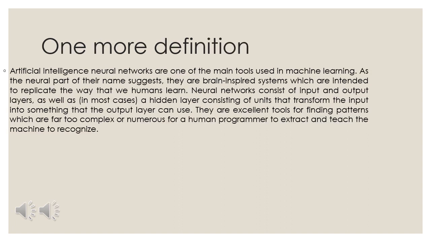Now we have one more definition of ANN, in terms of artificial intelligence. Neural networks are one of the main tools used in machine learning. As the neural part of their name suggests, they are brain-inspired systems which are intended to replicate the way that we humans learn. Neural networks consist of input and output layers, as well as in most cases a hidden layer consisting of units that transform the input into something that the output layer can use. They are excellent tools for finding patterns which are far too complex or numerous for a human programmer to extract and teach the machine to recognize.